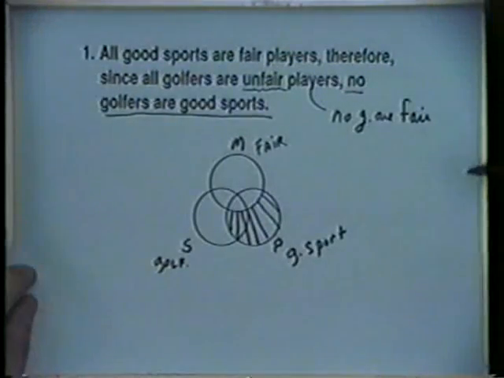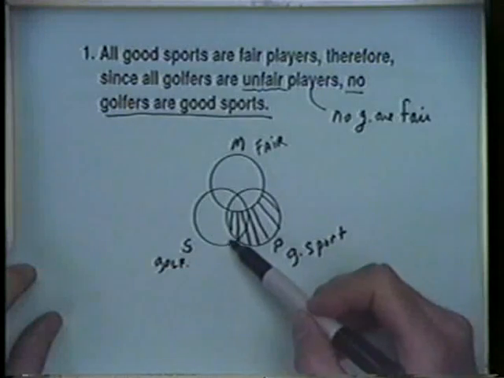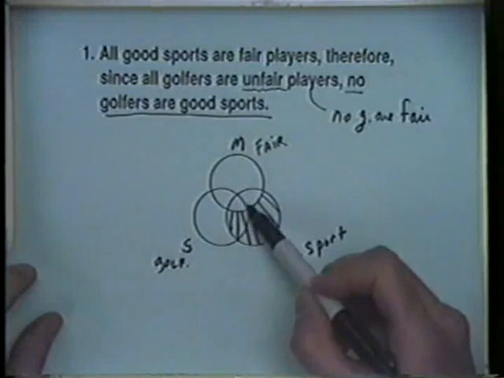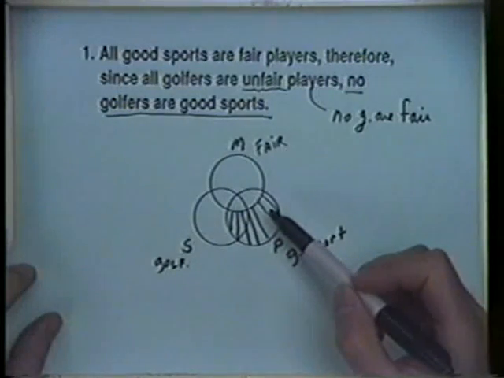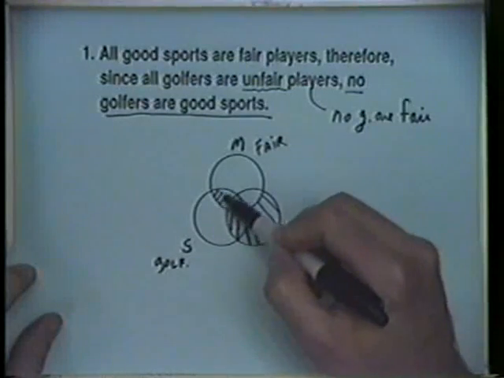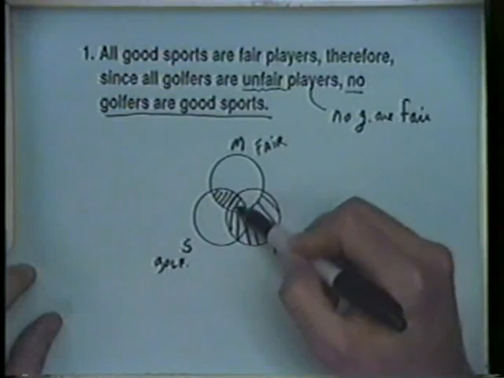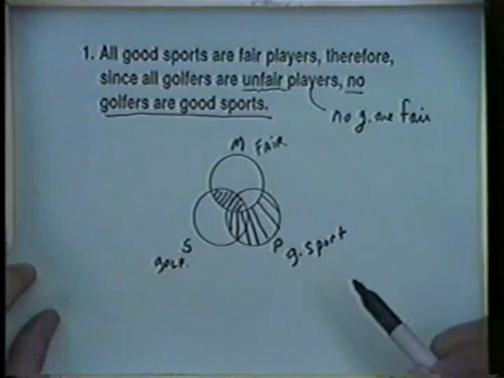and we need to diagram this. No golfers are fair. Here are the golfers. None of them are above this line. That is, none of them are part of the fair players circle. And we show that then by eliminating that intersection, the little football area where these two circles intersect. Now we've got the diagram for the two premises, and that's really all you need to diagram. But we need to determine if the argument's valid or not. How do we do that?